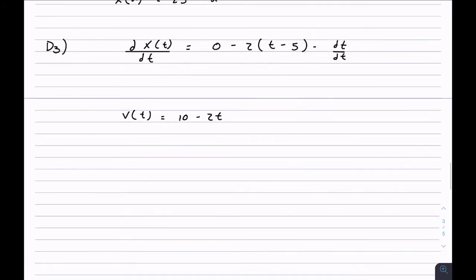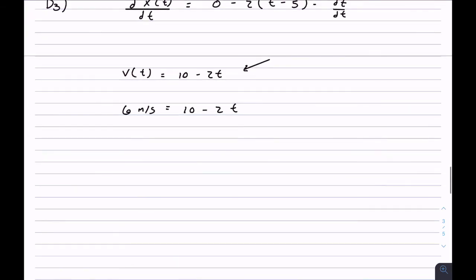So now what we're saying is we want to know what is the position of the particle when its velocity equals 6 meters per second. So really what we need is the time. So once we're given a velocity, what is the time? So 6 meters per second is equal to 10 minus 2t. So we just solve for t. That's really all we got to do. So 6 minus 10 divided by negative 2 is equal to t. T is equal to 2 seconds.